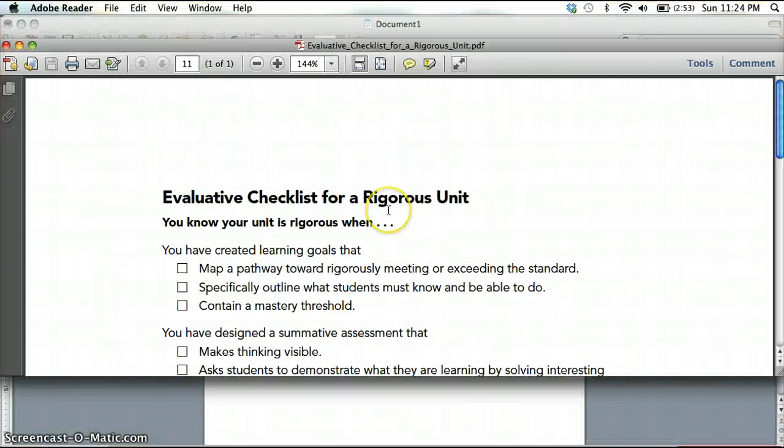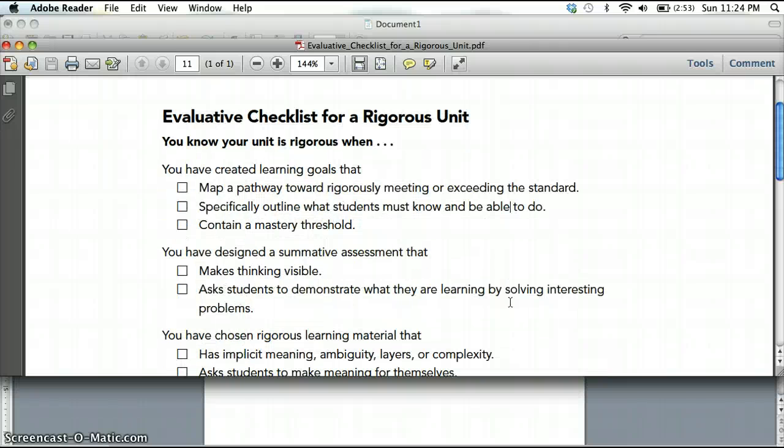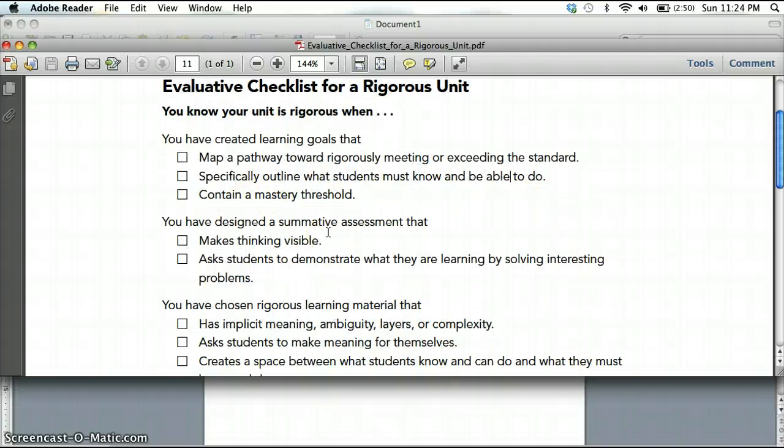Now, I'm going to leave with this. This is the evaluative checklist for a rigorous unit. So once you're done with your unit, you want to make sure that you look at this checklist. So you have created learning goals that map a pathway towards rigorously meeting or exceeding the standard, specifically outline what students must know and be able to do, and contain a mastery threshold.